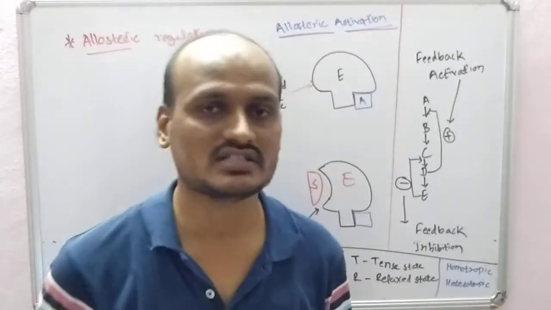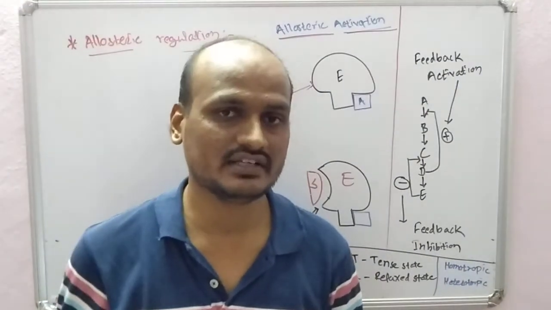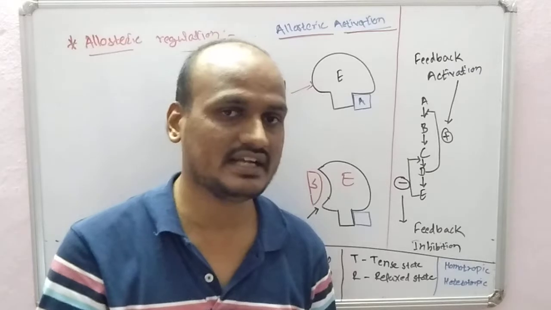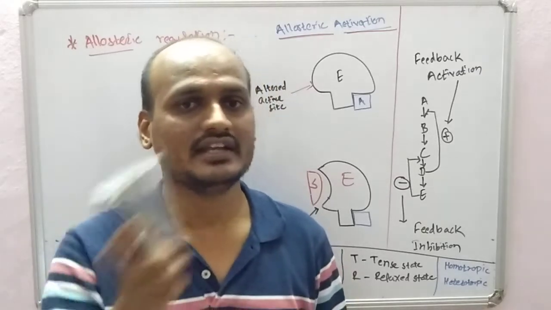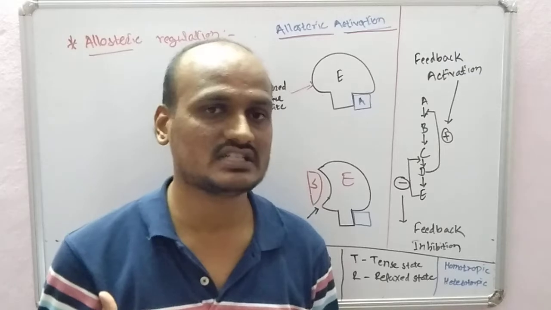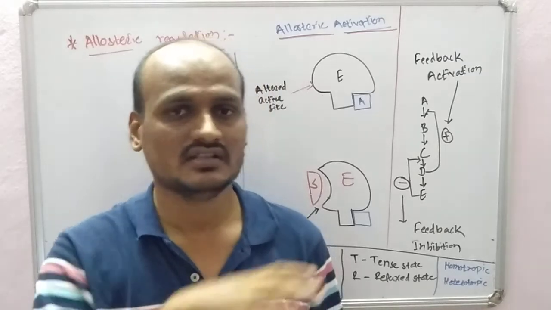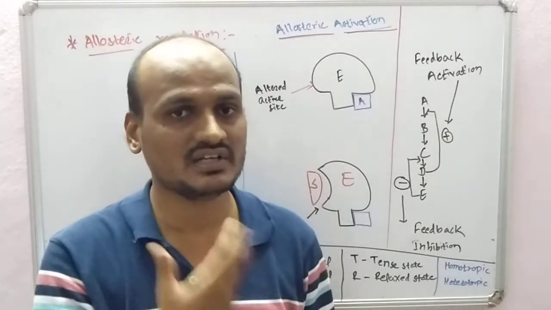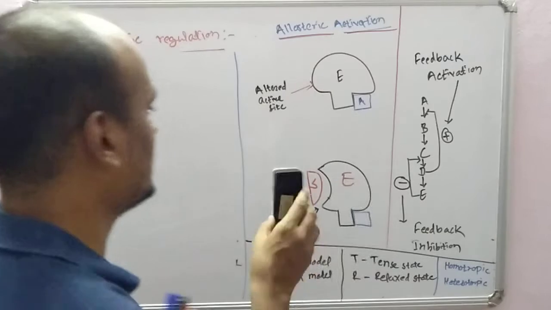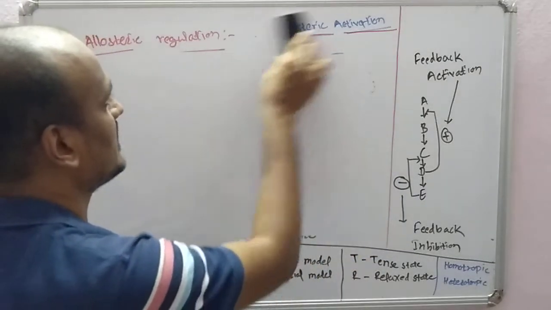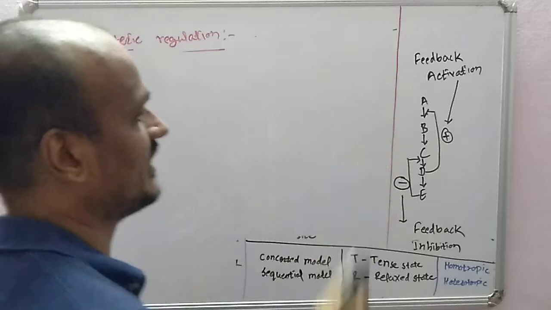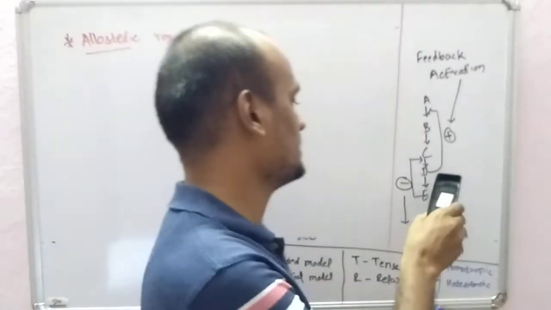So what happens in allosteric activation is that the activator goes and binds with the allosteric site. The allosteric site is a site other than the enzyme active site, and it makes a conformational change in the enzyme such that it will bind properly with the substrate. It will increase its affinity with the substrate. So that is allosteric activation. And this allosteric activation can be used in feedback activation sometimes.